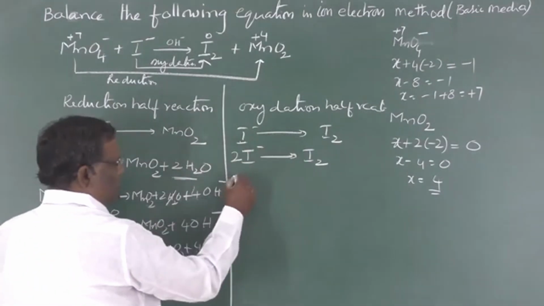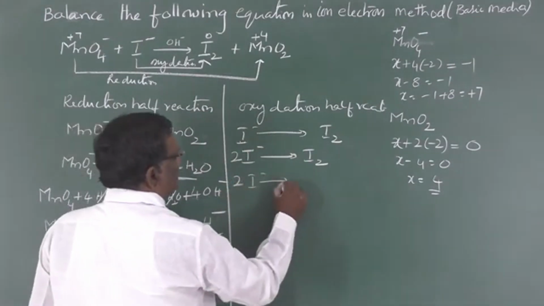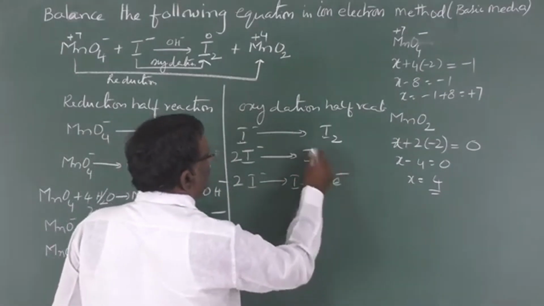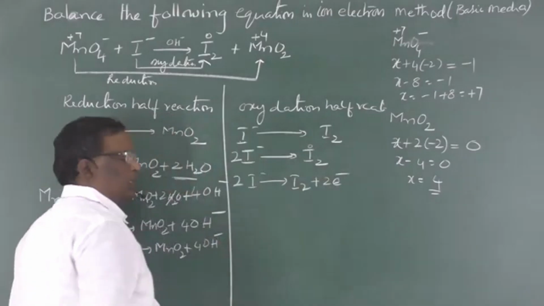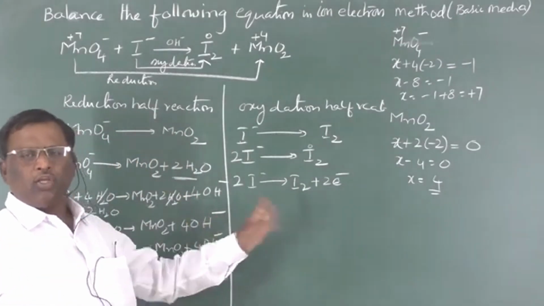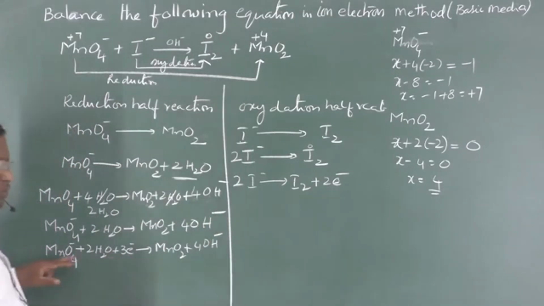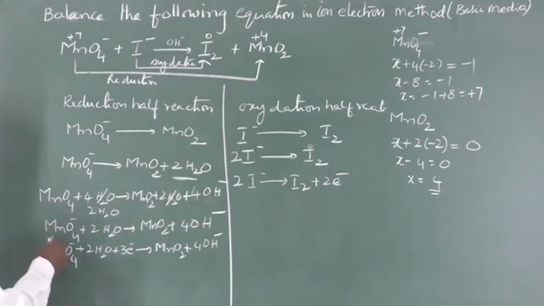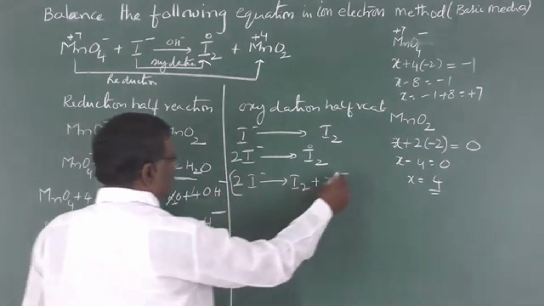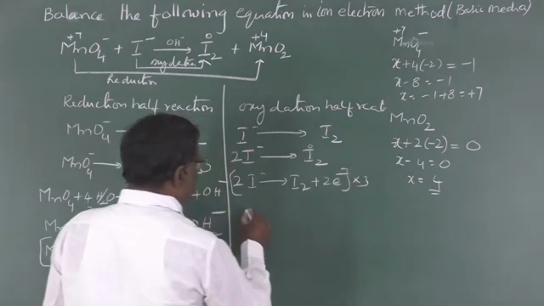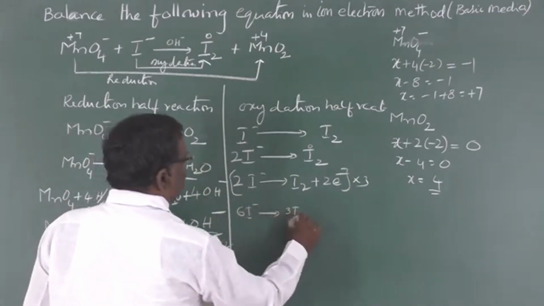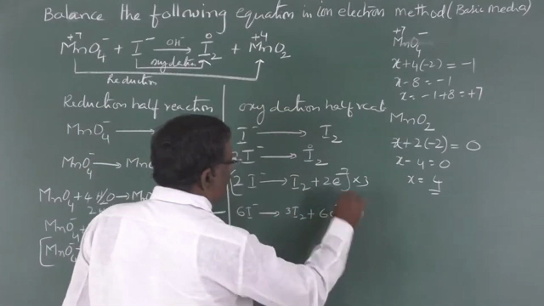Here 2 electrons are released. 2I minus gives I2 plus 2e minus, because here it is 0, here it is -1. -1 to 0, 1 electron from 1 iodine. 2 iodines are there, 2 electrons are released. So here 1 even number and 1 odd number. In such a case you have to multiply this reaction with 2 and this reaction with 3, so that 6I minus gives 3I2 plus 6e minus.